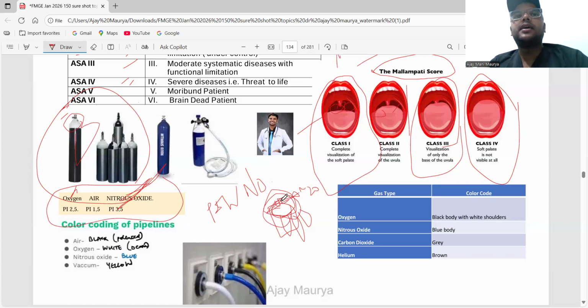And you have to check whether there is sufficient oxygen in the OT or not. Just remember the pin index number: for oxygen it is 2,5, air 1,5, nitrous oxide is 3,5.